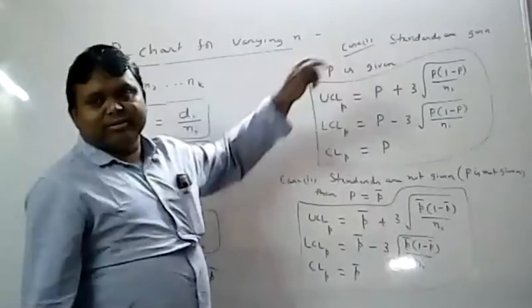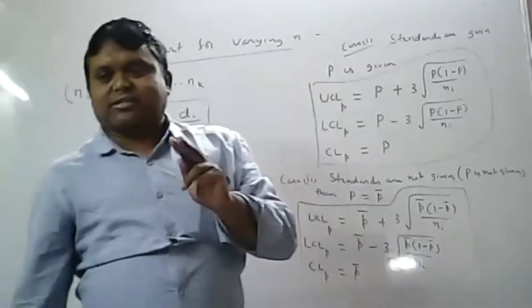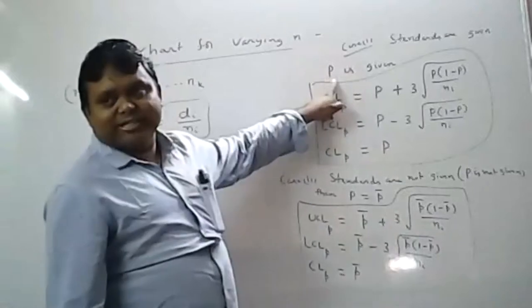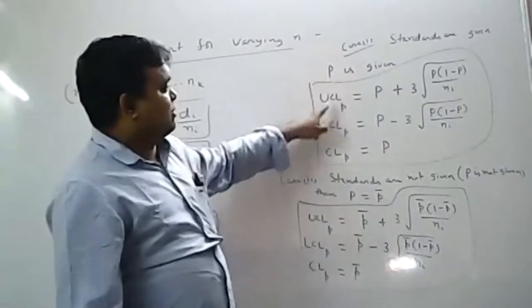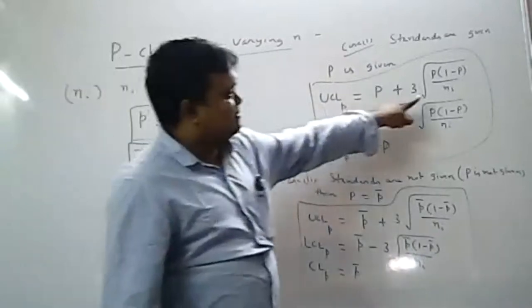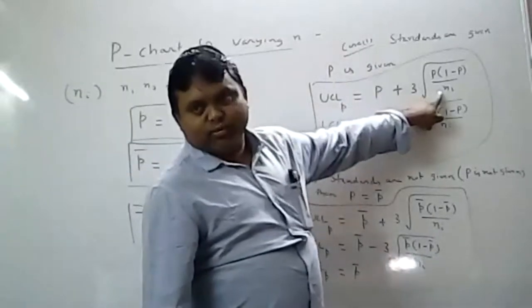So how many cases will be there? Two cases will be there in the construction of any control chart. What is case one? Standards are given. Standards given means capital P values are given to you. If capital P values are given, you already know the formulas. The only difference is in place of n, you will get ni. That is the only difference.